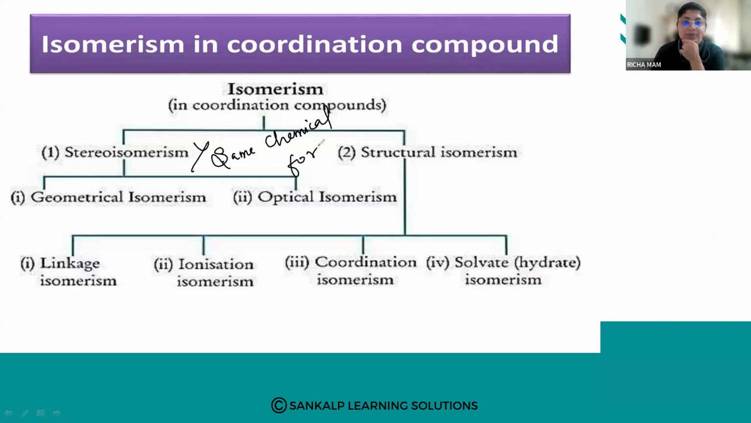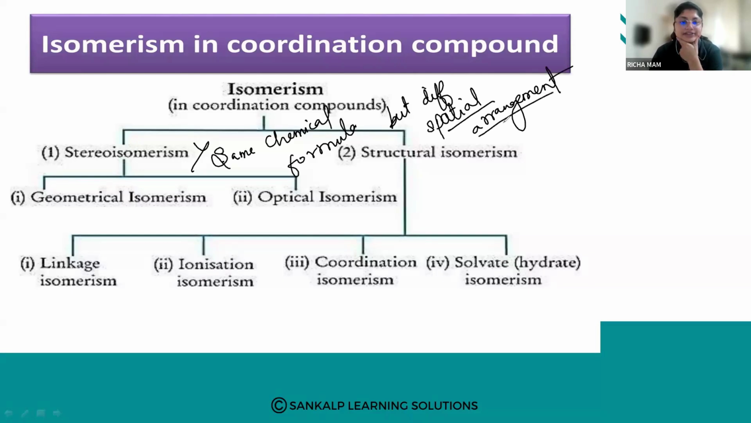They have the same chemical formula and chemical bonds, but different spatial arrangement. What do you mean by spatial arrangement? The arrangement of atoms in space is different. So stereoisomers have the same chemical formula and the same bonds, but they differ in the spatial arrangement.